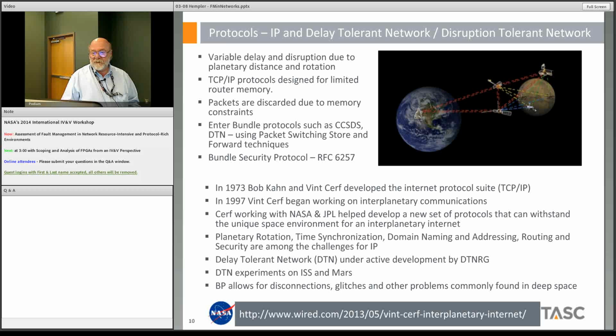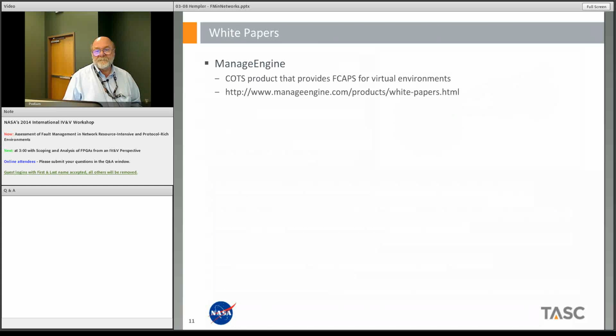Planetary rotation, time synchronization, domain naming. So you have different domains out there. What if you can't find that domain because that server isn't available? It's rotated out of view, and you have to wait for it to come around. So you run into delays for just finding an address, finding a URL. So that's what the delay-tolerant network is all about, and that's really the future, and that's something that we want to examine closely to see whether they're going to employ enough fault management and fault tolerance that they need to have to meet the requirements.